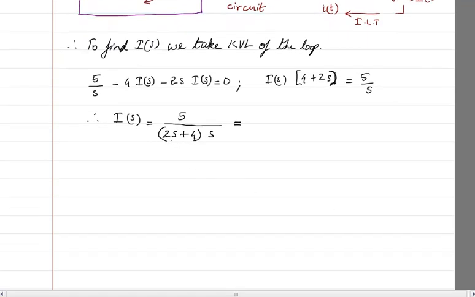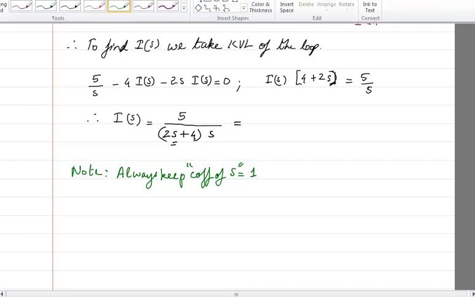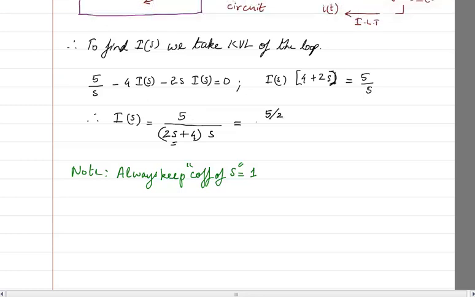Now this I can rewrite in a different way, because I want the coefficient of S to be 1 always. So let me write here, note: always keep the coefficient of S equal to 1. For doing that, I have to divide by 2 here, so if I divide by 2, I have to divide in the numerator also by 2. So I will write it like 5 by 2 divided by 2S plus 4 divided by 2 into S. So I have divided both the numerator and denominator by 2.